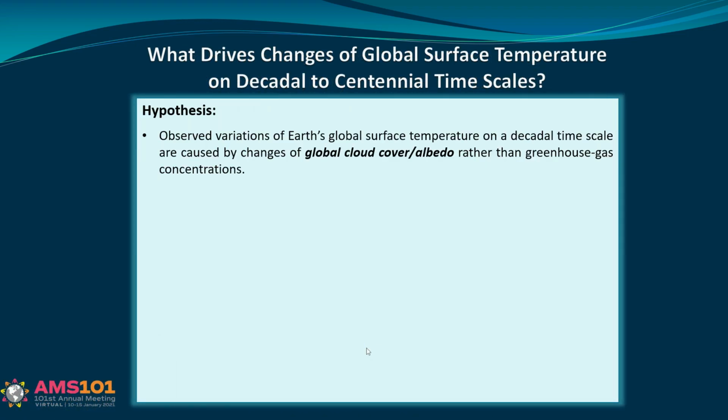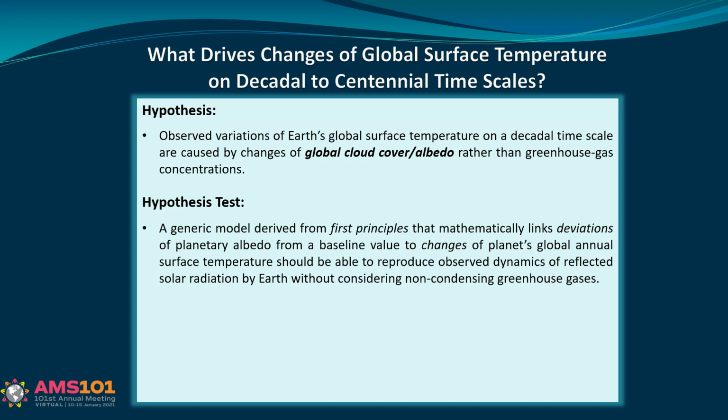Our hypothesis is as follows. Observed variations of Earth's global surface temperature on a decadal timescale are caused by changes of global cloud cover and albedo rather than greenhouse gas concentrations. To test this hypothesis, we propose to use a generic model derived from first principles that mathematically links deviations of the planetary albedo from a baseline value to changes in the planet's global surface temperature.